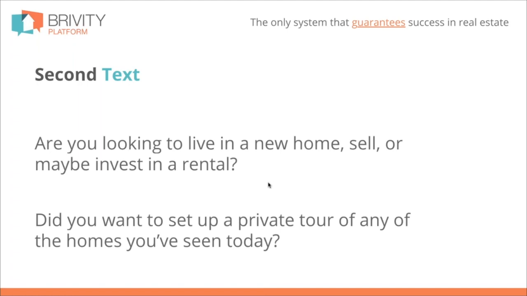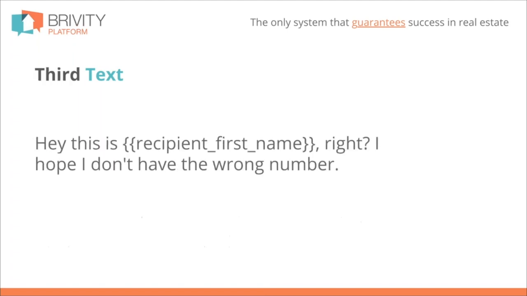But if they don't reply to the first one, this second one will go out. Now, our third text, we call this guilt. Our third text is always some form of guilt, which is basically to say, hey, I've sent you 2 texts already, like, don't ignore me, right? So we do something like, hey, this is recipient first name, right? So if they came from our website, it'd say, hey, this is Jimmy, I hope I don't have the wrong number.